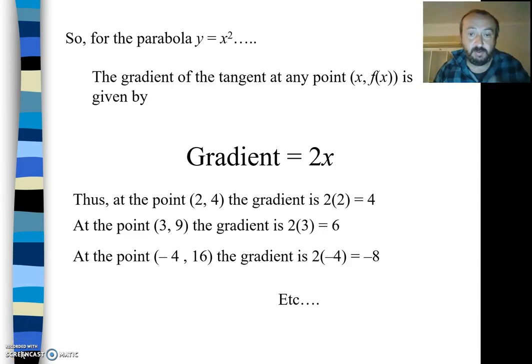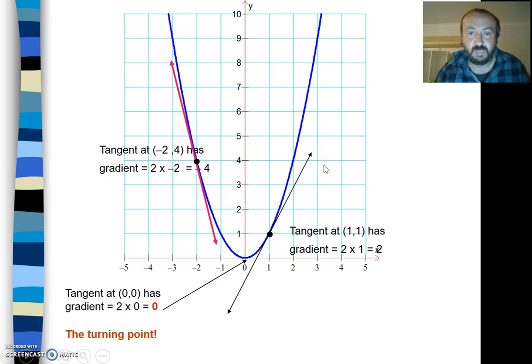Okay, just carrying on from where we were before, we've worked out that the gradient or the derivative of f of x equals x squared at any point is given by the function f dash of x equals 2x. So there we go. There's the graph of y equals x squared, and there's the tangent at the point (1, 1), and it has a gradient of 2 times 1, which equals 2, and you can see that's exactly what it's doing there.